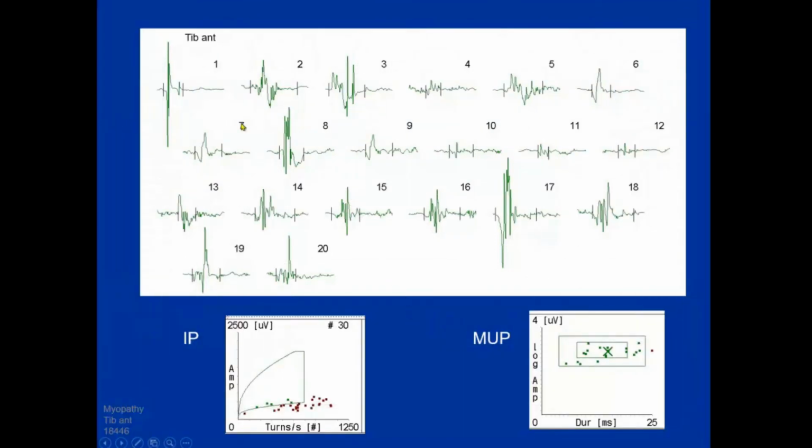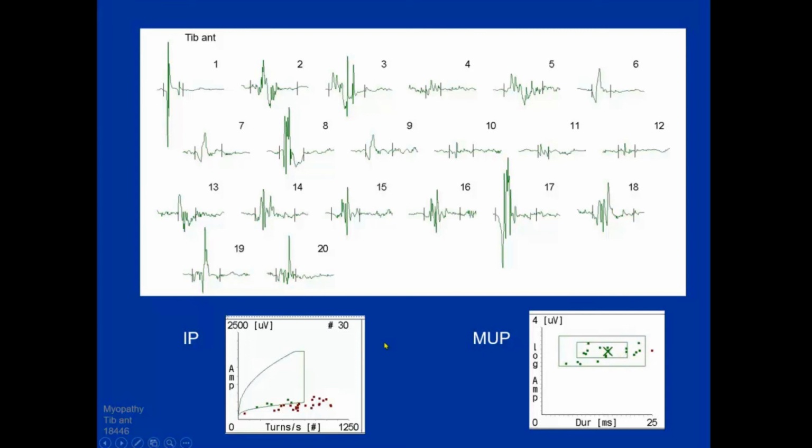Here we have another situation where we have a rather severe myopathy with mainly polyphasic motor units, and they are also of long duration when we include the entire signal. And when we look at the individual motor unit data, here is amplitude and here is duration. You see that all the recordings except one are within the normal limits. So that was not very sensitive to detect pathology.